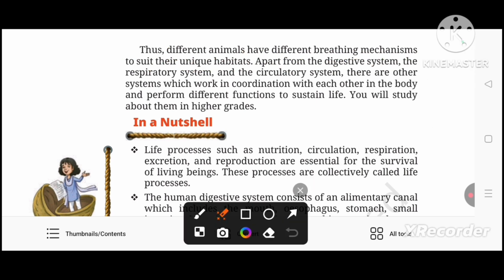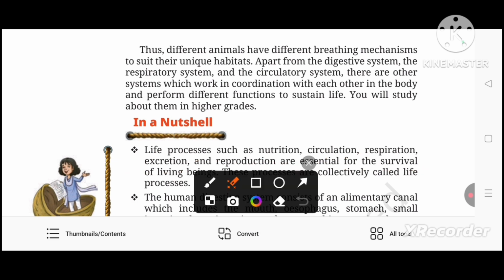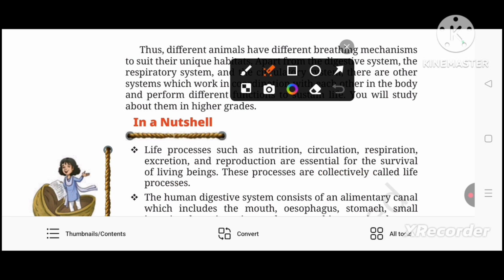Apart from the digestive system, the respiratory system and circulatory system, there are other systems which work in coordination with each other in the body and perform different functions to sustain life. You will study about them in higher grades. In a nutshell, life processes such as nutrition, respiration, circulation, excretion, and reproduction are essential for the survival of living beings. These processes are collectively called life processes.